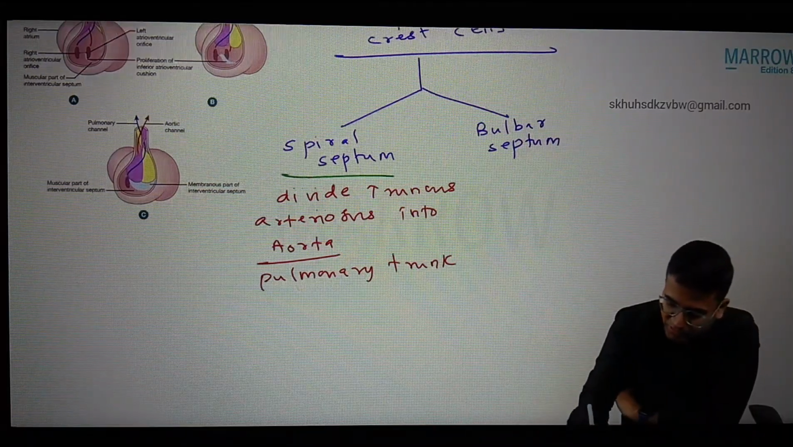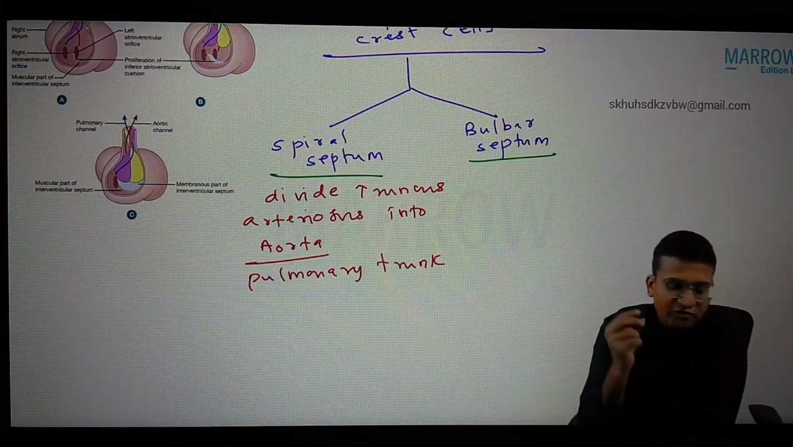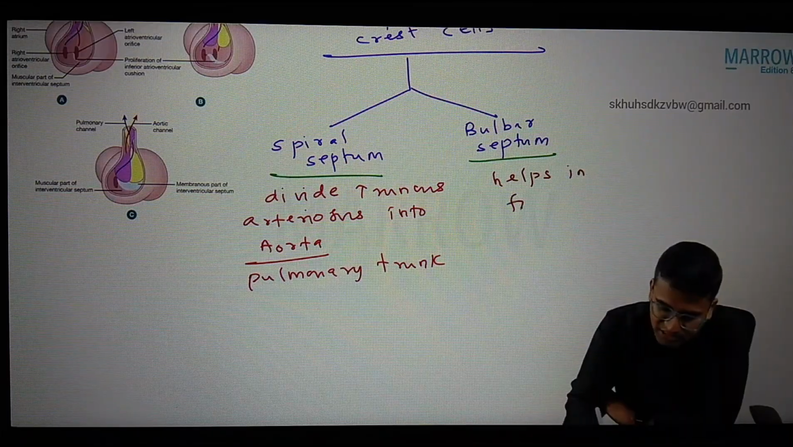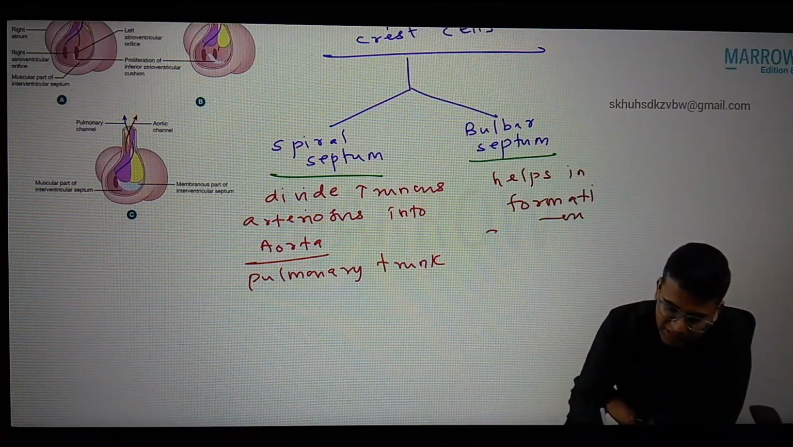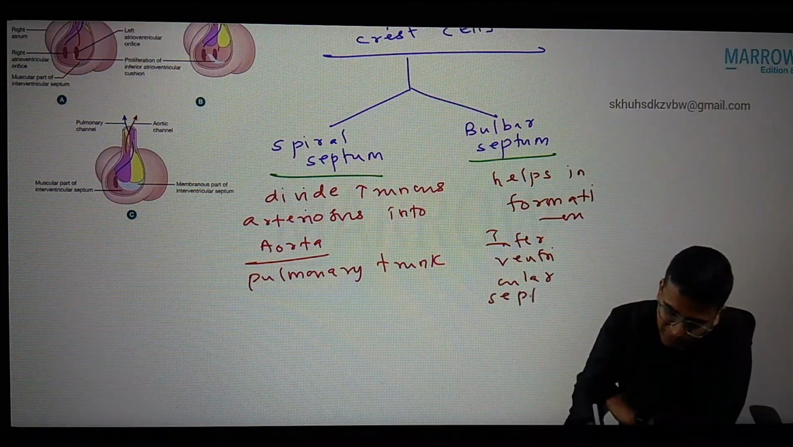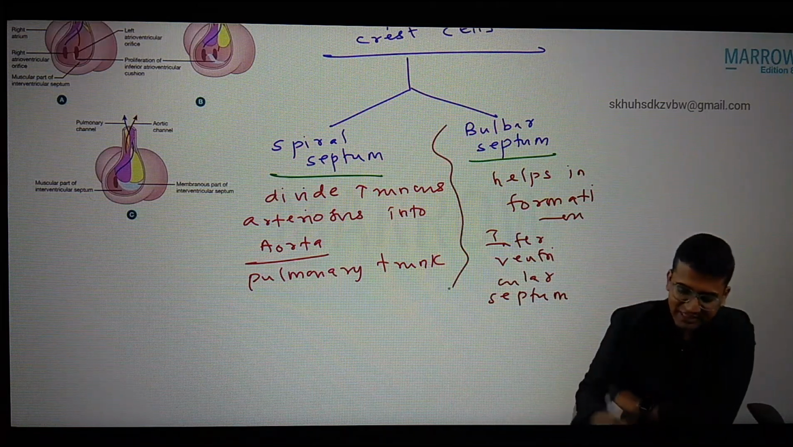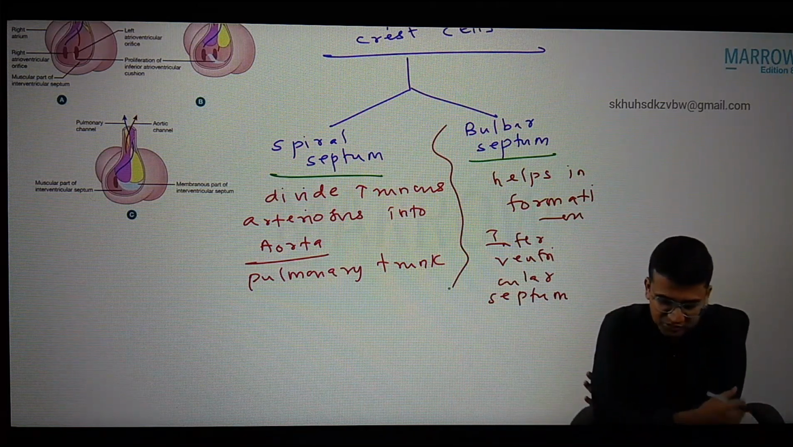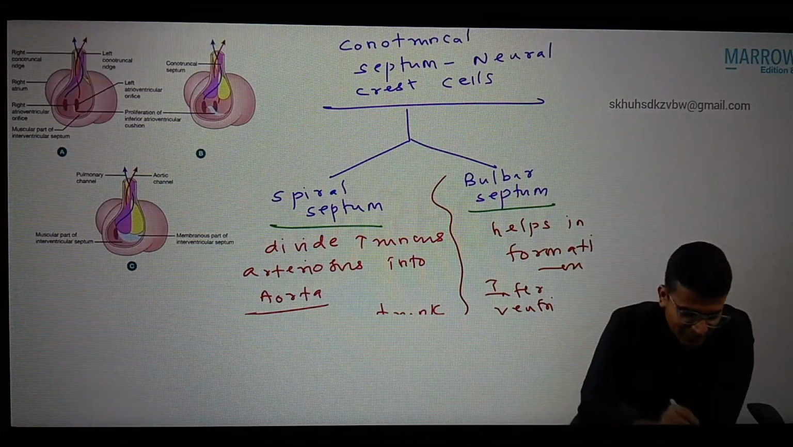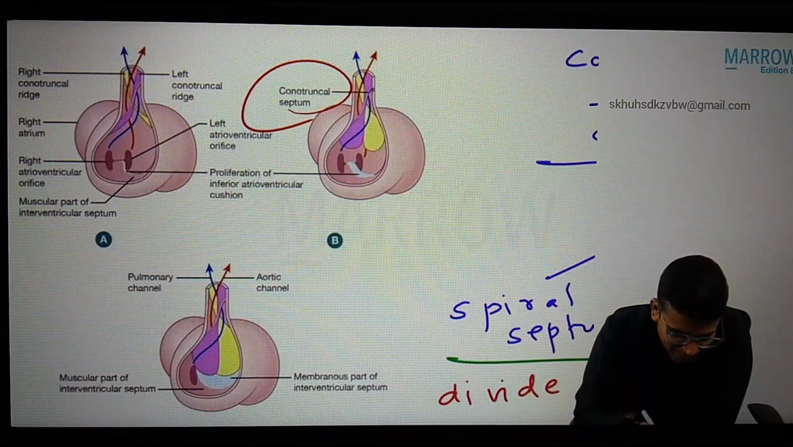Okay. Now, what about the bulbar septum? Bulbar septum helps in the formation of the interventricular septum. So, bulbar septum we will see later, don't worry. So now these are the details you have to know about the spiral septum. See the diagram. Now the conotruncal septum has the spiral septum and the bulbar septum.